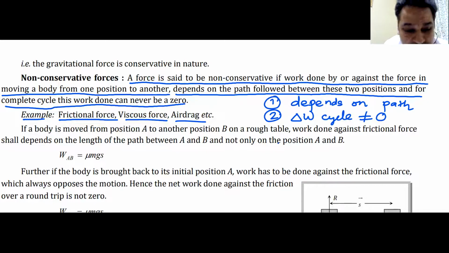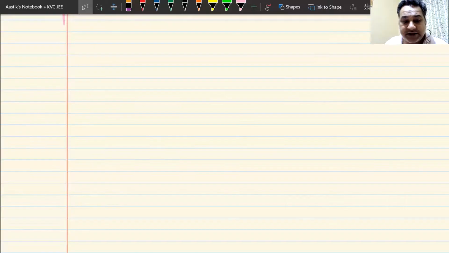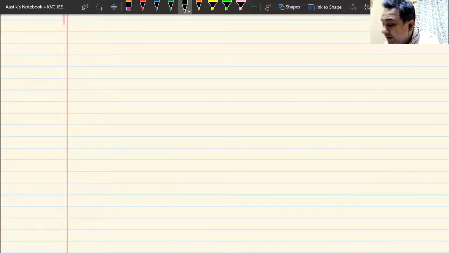Now what we will do now is find out the work done by some of these forces, and we will write their shortcuts, and we will talk about these forces, the work done by these forces, in somewhat detail. So let us write the first heading.